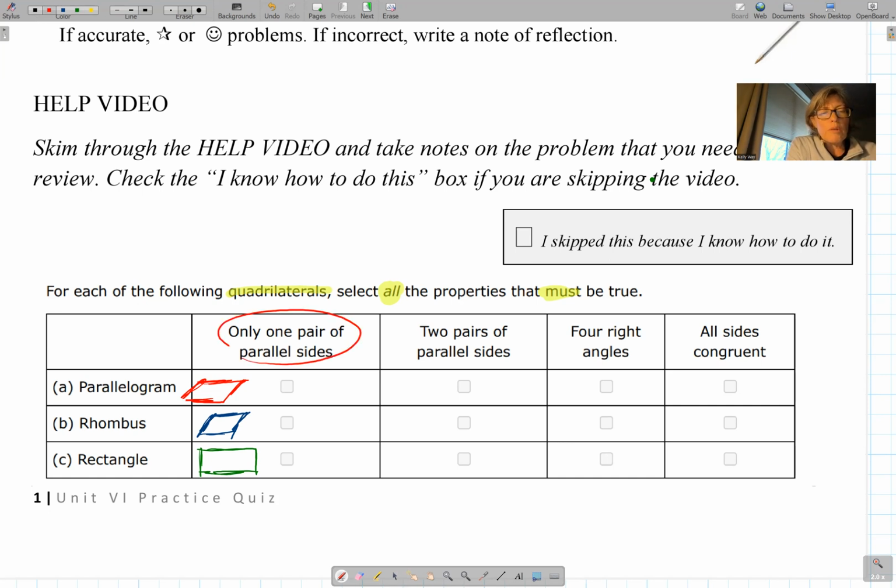Does a parallelogram have only one pair of parallel sides? No, it doesn't. It has two pairs of parallel sides. It does not have right angles. It does not have all sides congruent.